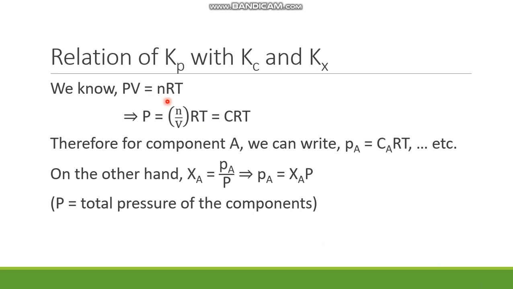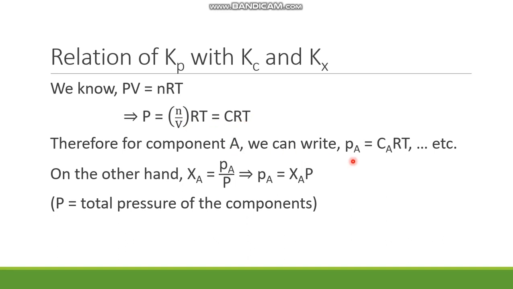Let's start with the ideal gas equation PV equals nRT, and rearrange it so that V is taken to the right-hand side and put below n. So it can be written as P equals n by V times RT. Now n is the number of moles and V is the volume. This expression is the number of moles per unit volume, that means it's the concentration, so it can be replaced by C. So P equals CRT.